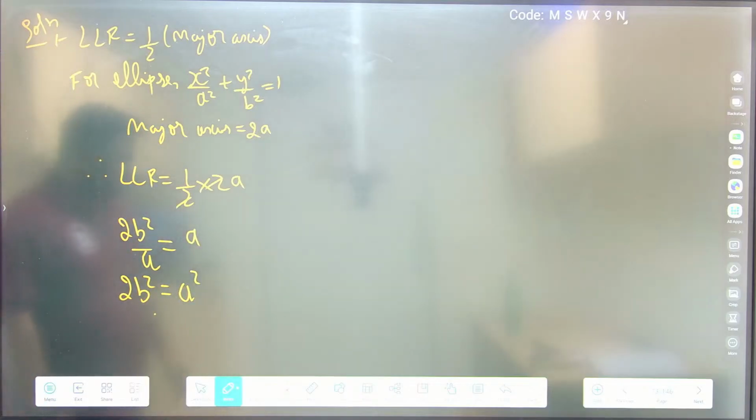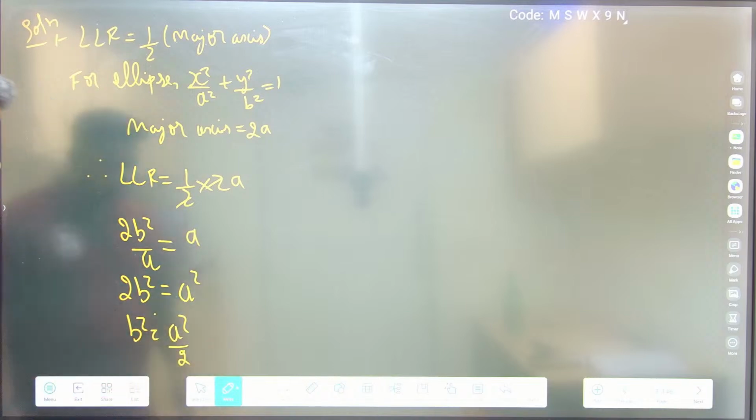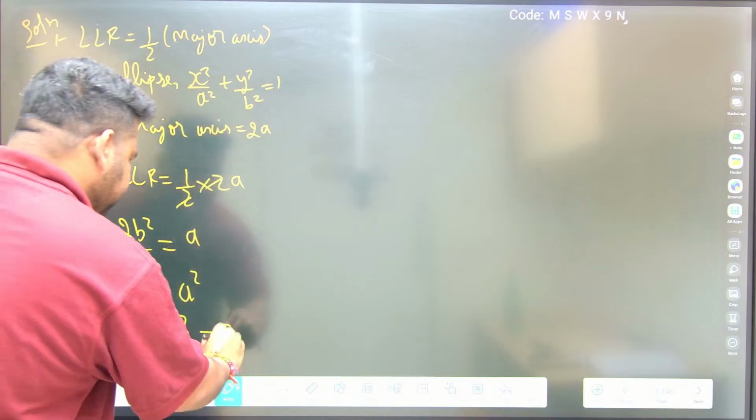2b square will be equal to a square, or I can write b square is equal to a square by 2. Let this be equation 1.